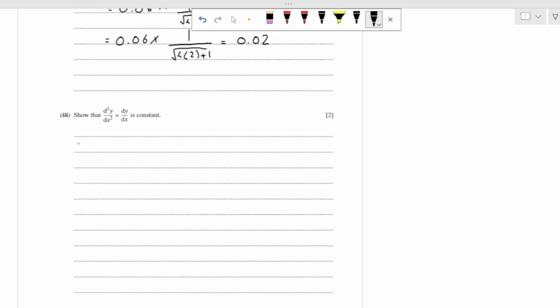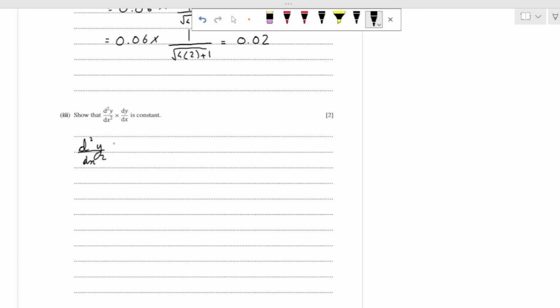Part 3. Show that d2y over dx square multiplied by dy over dx is a constant. Let's write this in the form of an equation. First of all, let us find what d2y over dx square is, as we do not know that. It will of course be done over the first derivative. What was the first derivative?